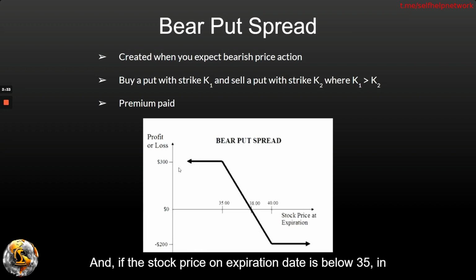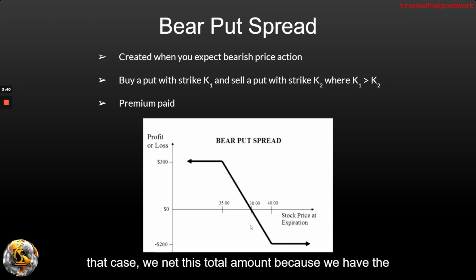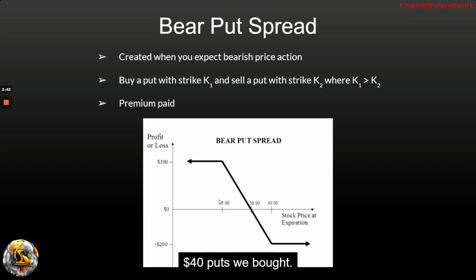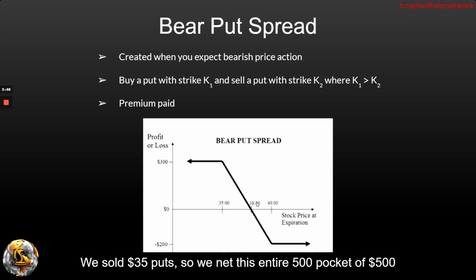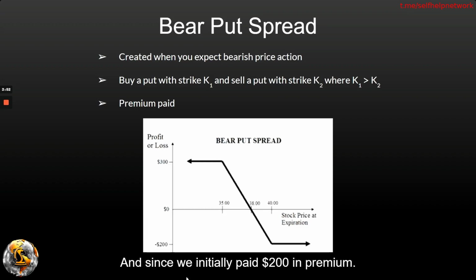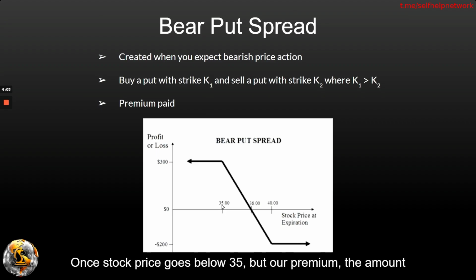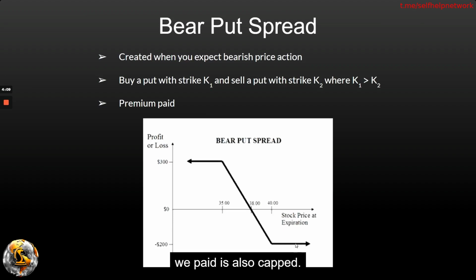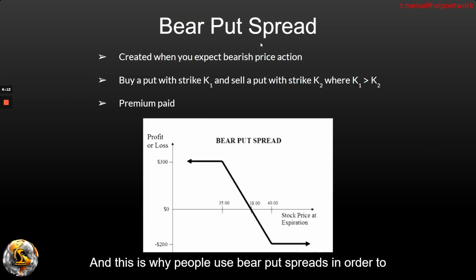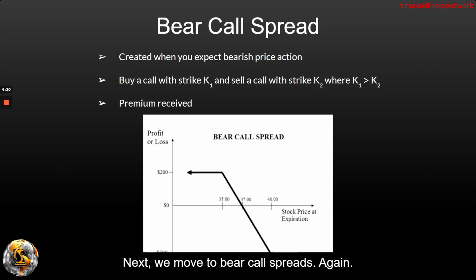And if the stock price on expiration date is below 35, in that case we net this total amount, because we have the $40 puts and we sold the $35 puts, so we net this entire $500 worth of value. Since we initially paid $200 in premium, the final payoff for us would be $300. So you can see how our payoff got capped once the stock price goes below 35, but the amount we paid is also capped. This is why people use bear put spreads, in order to risk less and to get a certain amount of payoff. Next, we move to bear call spreads.